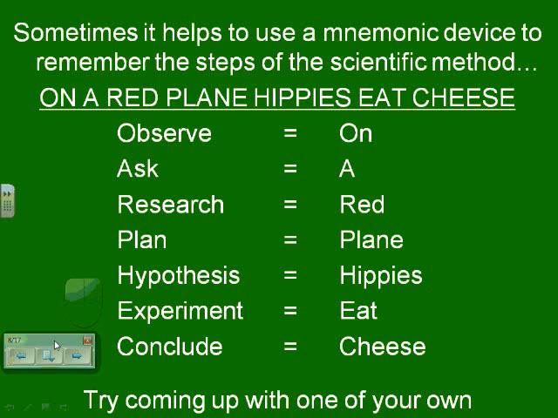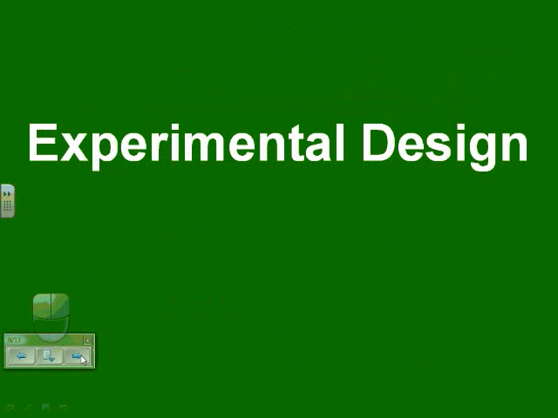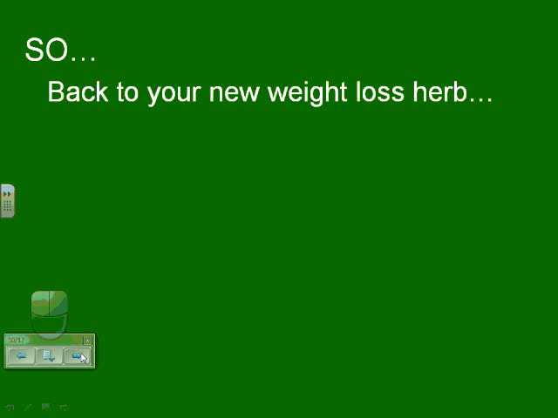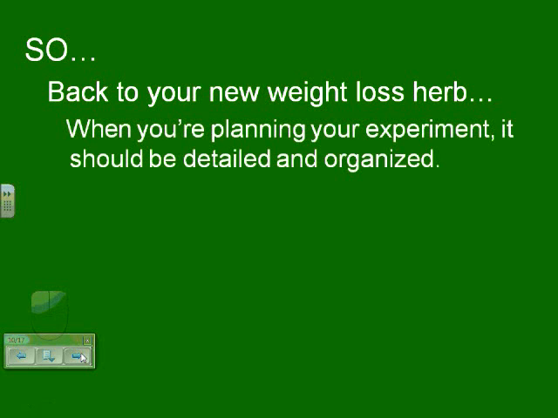Again, there's that mnemonic device on a red plane, hippies eat cheese. If this one doesn't work for you, obviously you can come up with something of your own. So, like I said, leading on to experimental design. We need to get back to that weight loss herb and focus on that. Using a good example always helps to understand scientific method and experimental design.